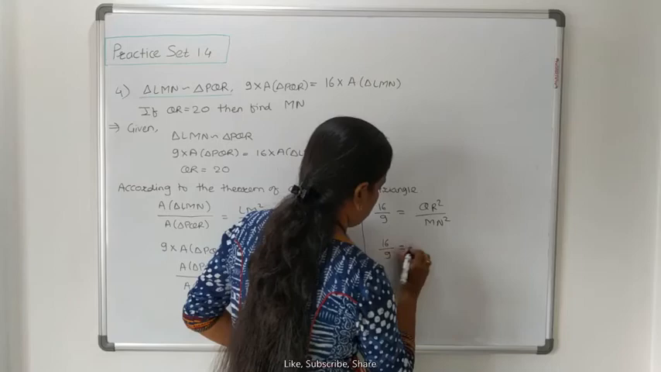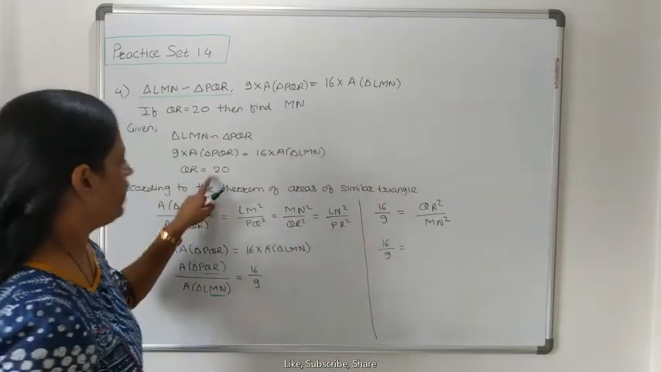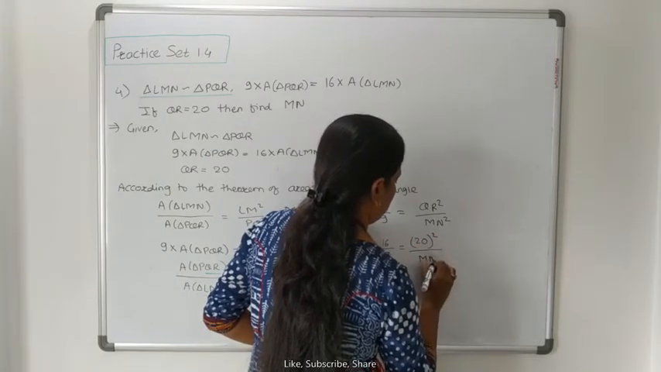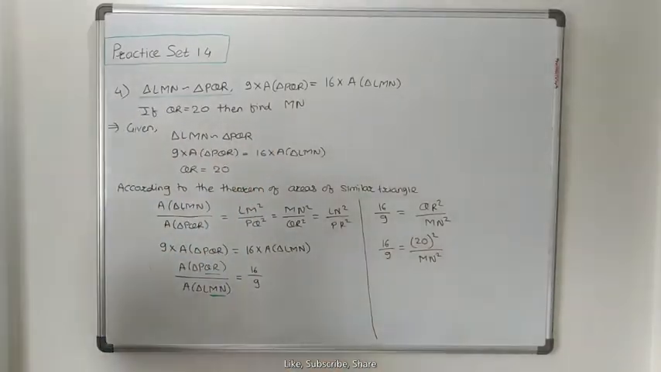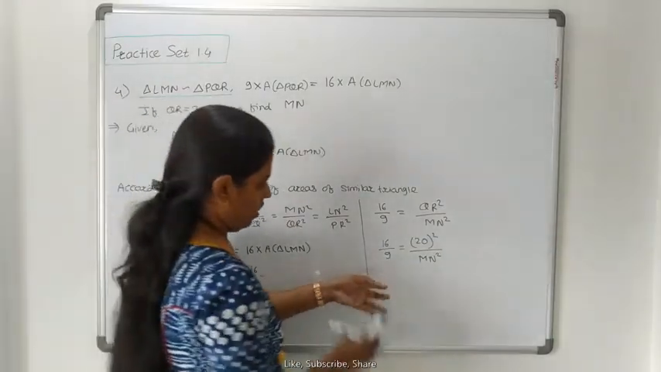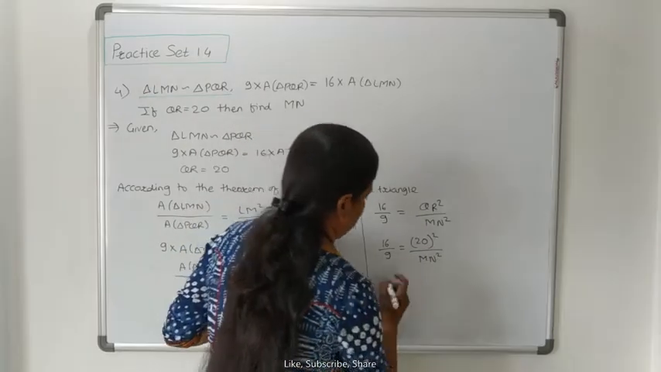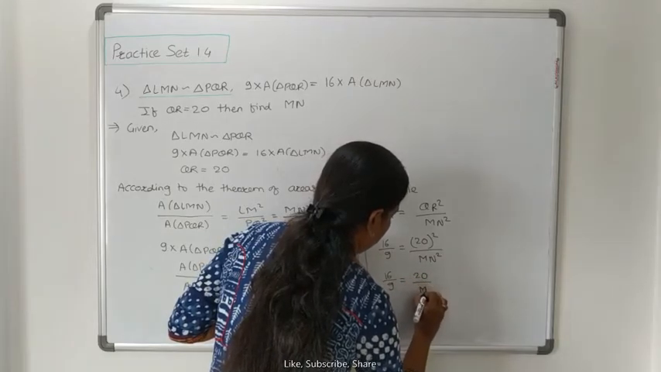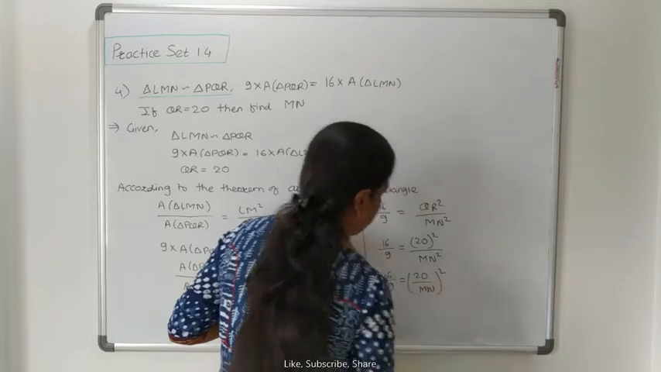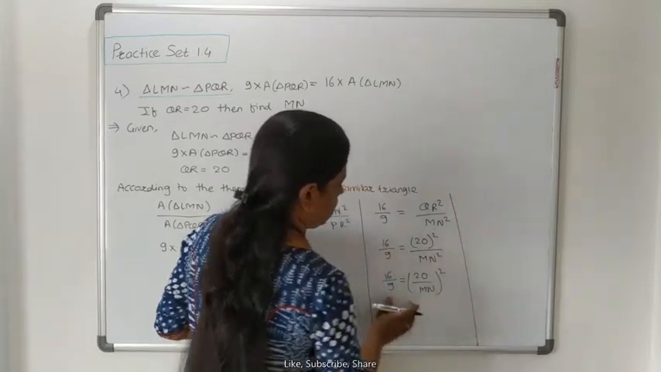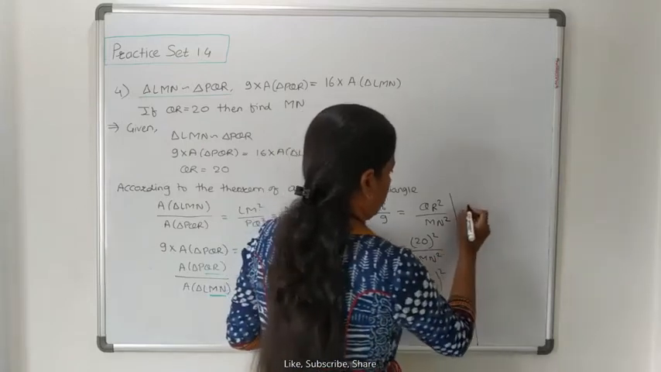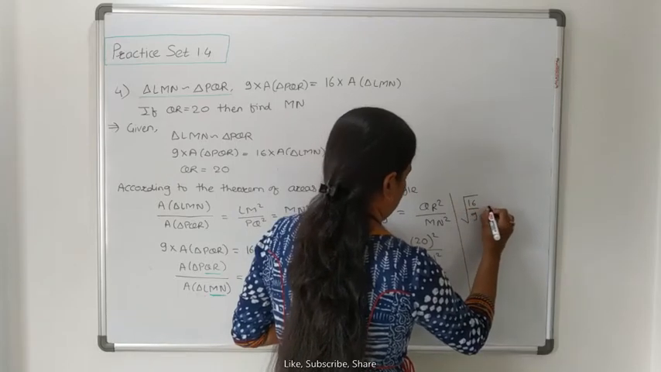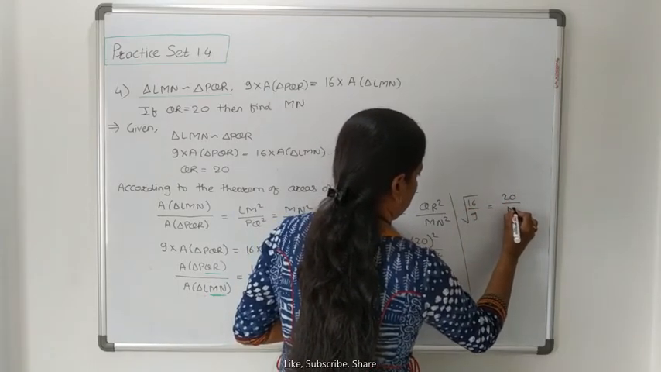Okay. So this term is written like this. 16 upon 9 is equal to, what is the value of QR? 20. So 20 square upon MN square. Okay. 20 square upon MN square. Next thing is here, that is, we can write it as 16 upon 9 is equal to 20 upon MN, whole bracket square. Okay, whole bracket square. So this square is converted here, that is 16 upon 9 square root is equal to 20 upon MN.